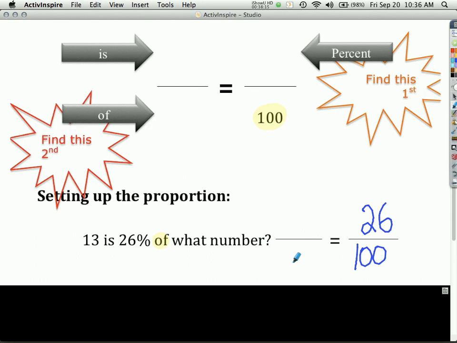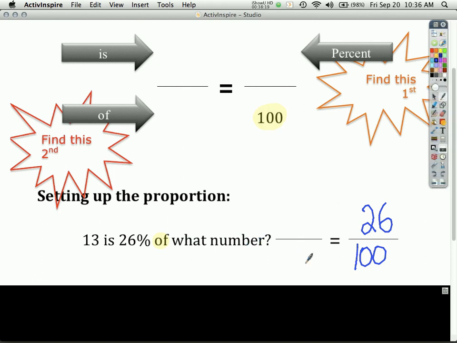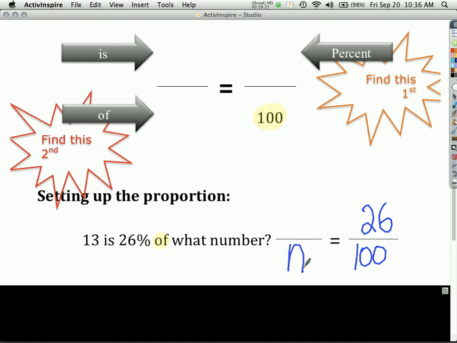Since we don't know, we put a variable. And so this is going to be our n or our x or whatever letter you would like to use. The last part is easy. You don't even have to think about it. There's only one piece of information that we haven't used yet. What's the piece of information we haven't used yet? Janae? The 13. So the 13 must go right there.